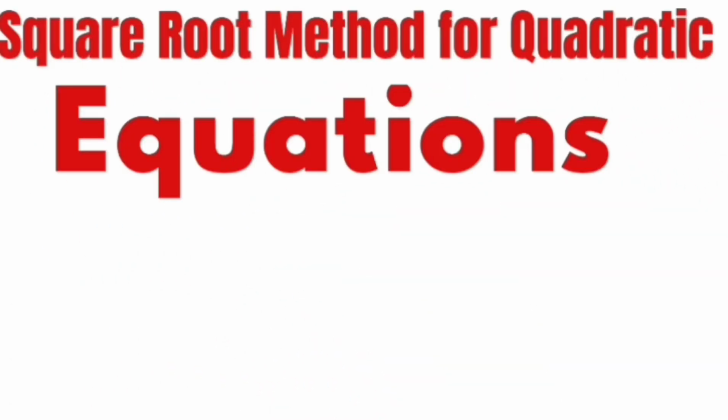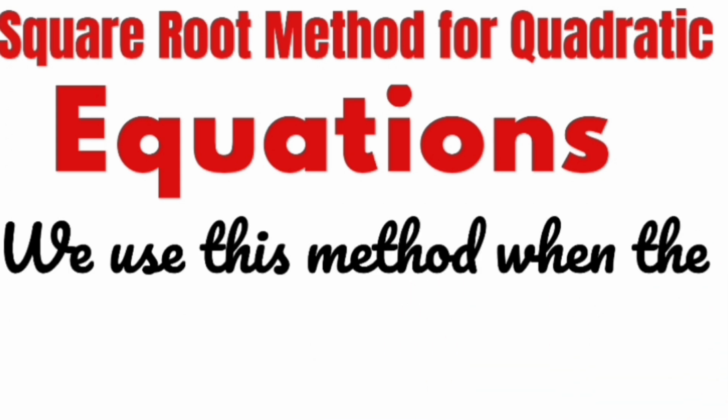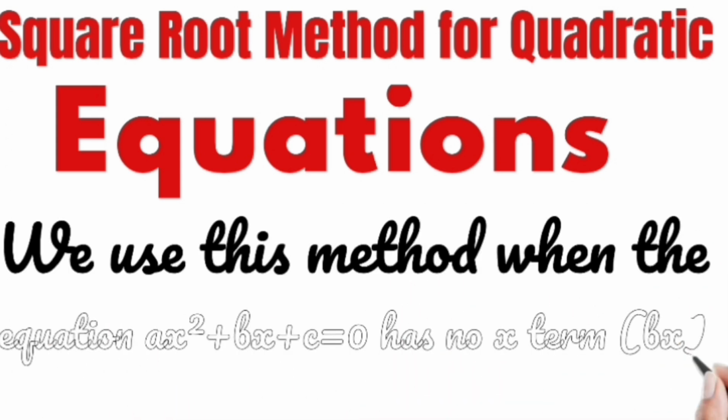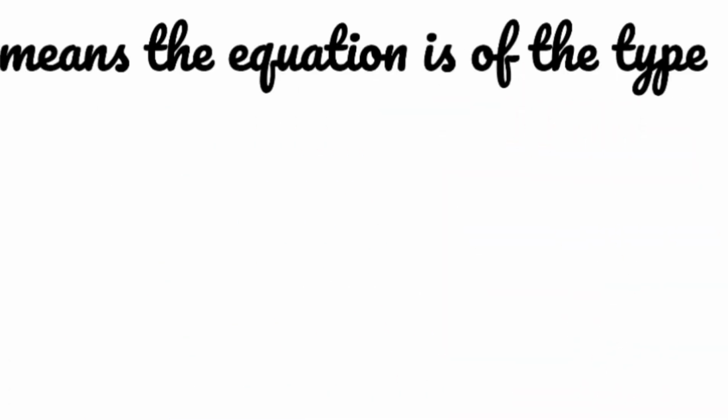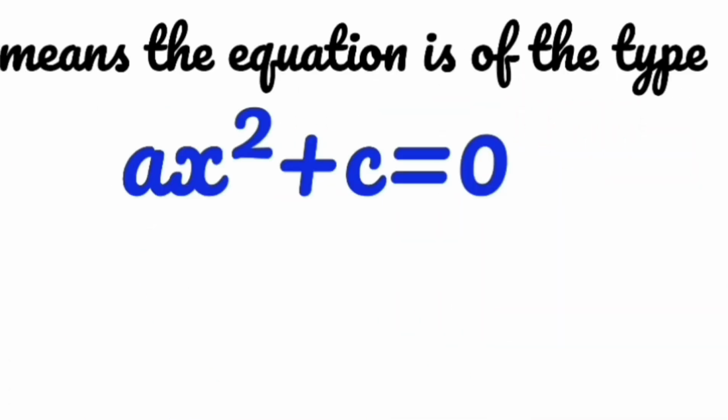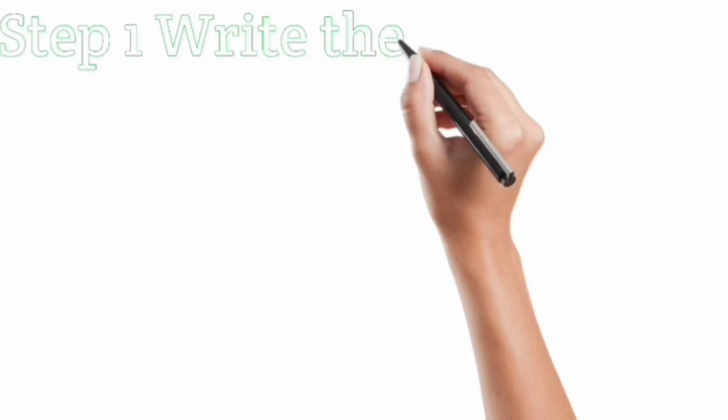Today we will learn the square root method for quadratic equations. We use this method when the equation ax² + bx + c = 0 has no middle term, meaning the equation is of the type ax² + c = 0. Now let's see how to solve it. Let's move to step 1.